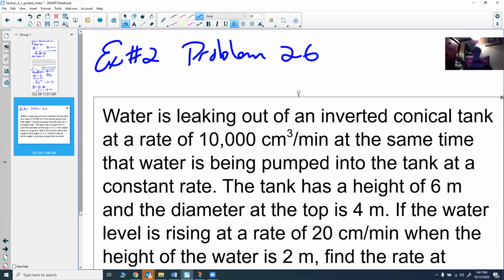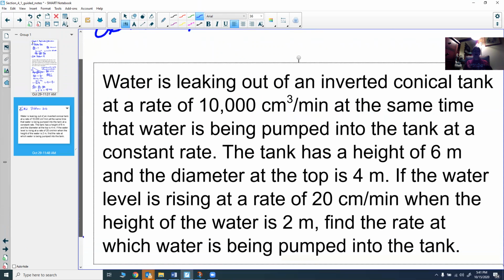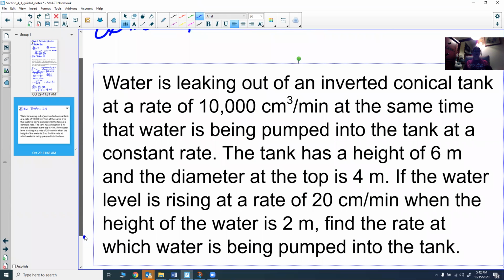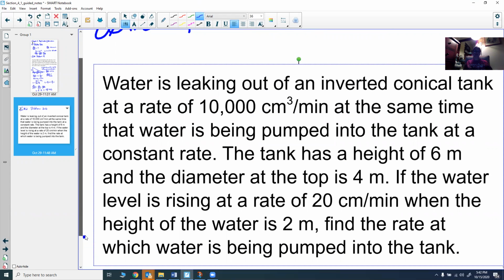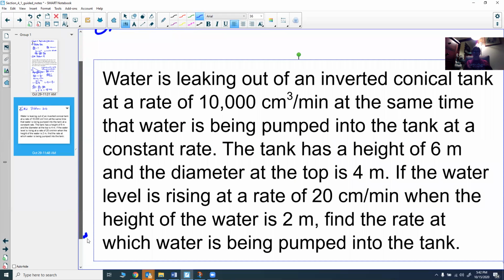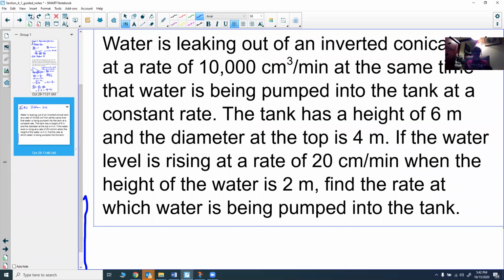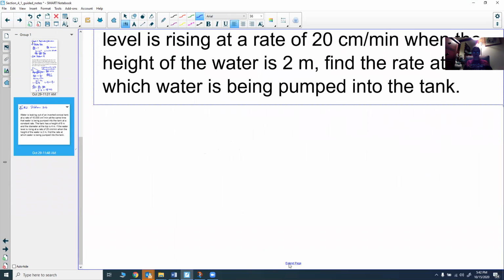Another example is the water is leaking out of an inverted conical tank at a rate of 10,000 centimeters cubed per minute at the same time that water is being pumped into the tank at a constant rate. The tank has a height of 6 meters. The diameter at the top is 4 meters. If water level is rising at a rate of 20 centimeters per minute, when the height of the water is 2 meters, find the rate at which the water is being pumped into the tank. All right, again, lots and lots of words. So it might be useful to draw pictures.